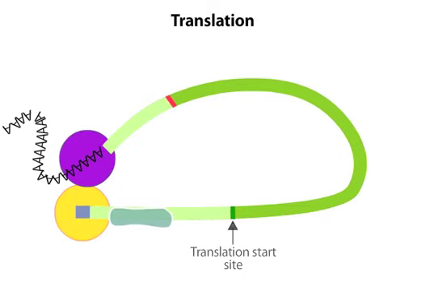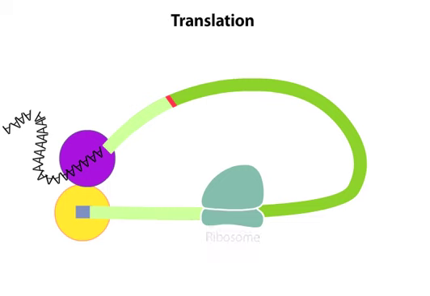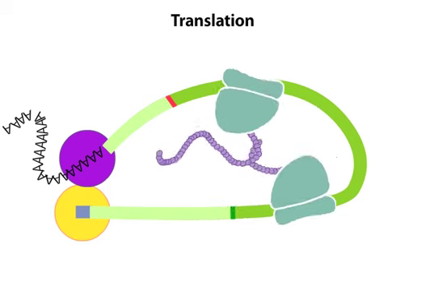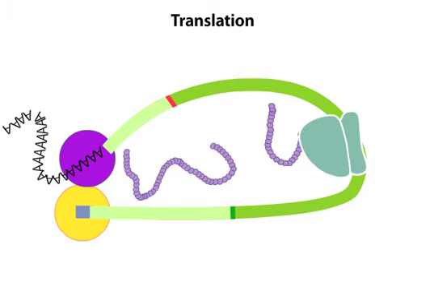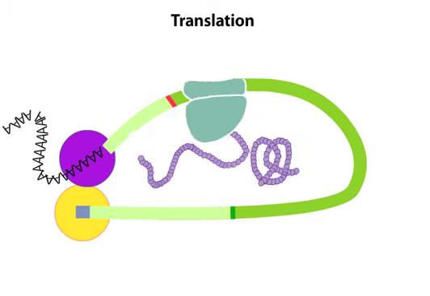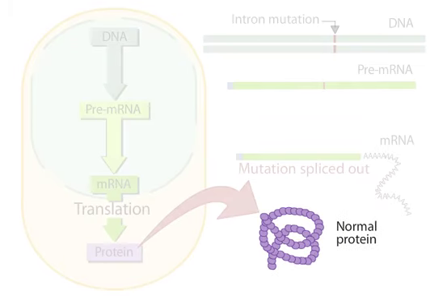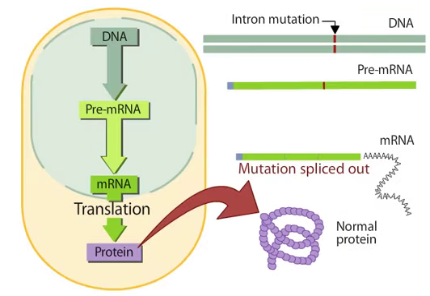The intron mutation has been spliced out of the mRNA in the course of RNA processing. Thus, the mature mRNA and resulting protein are wild-type. This type of mutation does not affect the functional product of gene expression.